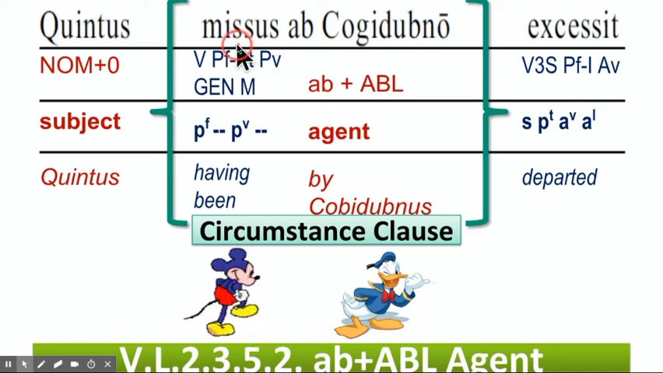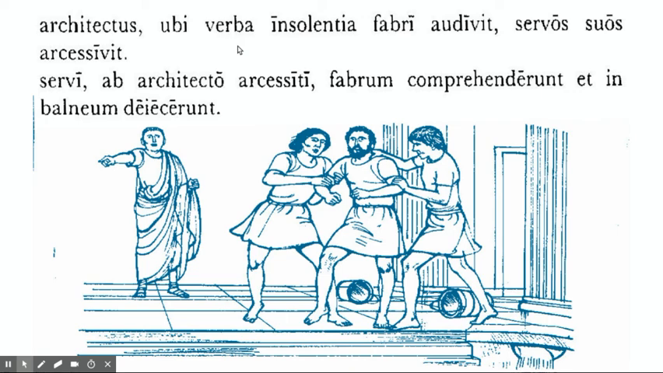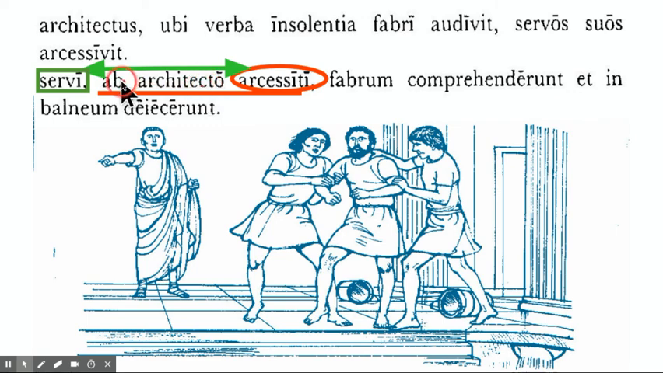So always go to the verb first. That'll tell you if you need a separation translation or an agent translation. Agent indicates who's doing the action. For example, the slaves, perfect participle, having been summoned. Who summoned them? By the architect. So the agent phrase tells who's doing the participle.